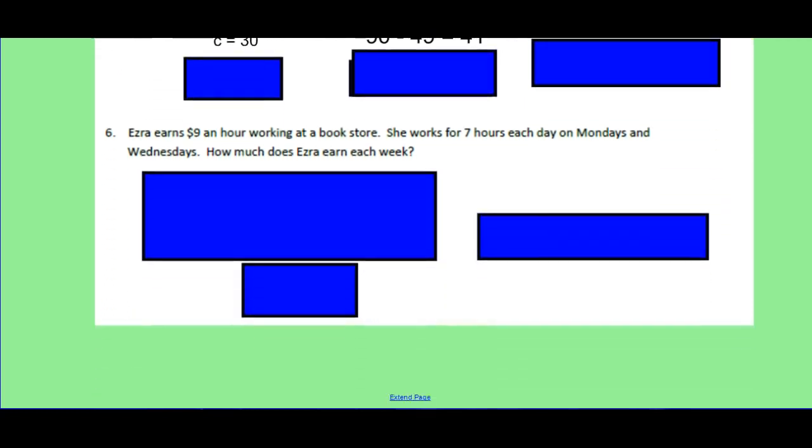Number 6, Ezra earns $9 an hour working at a bookstore. She works for 7 hours each day on Mondays and Wednesdays. So how much does Ezra earn each week? Okay, I want you to push pause, and I want you to go ahead and just do all of this on your own. Make sure you've got your drawing, your equation, and you're answering this in a complete sentence. And whenever you're ready to check it, you can push play.